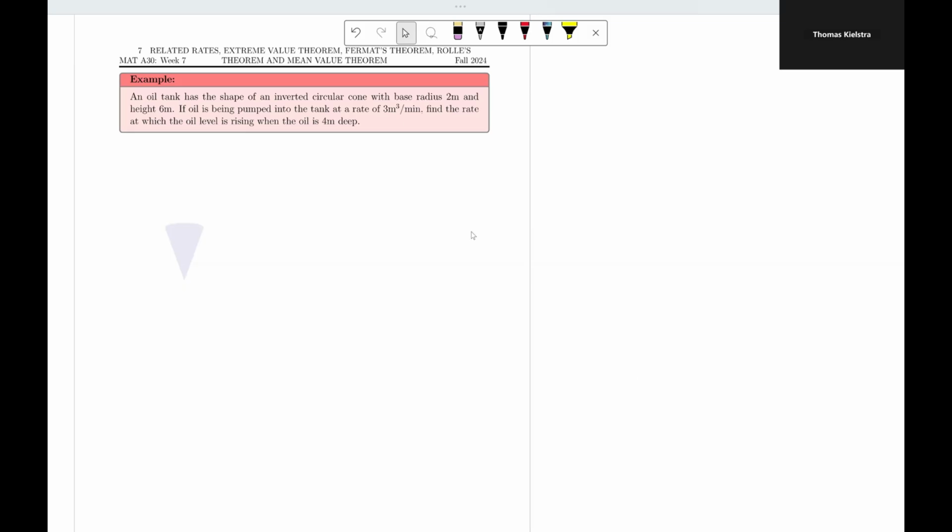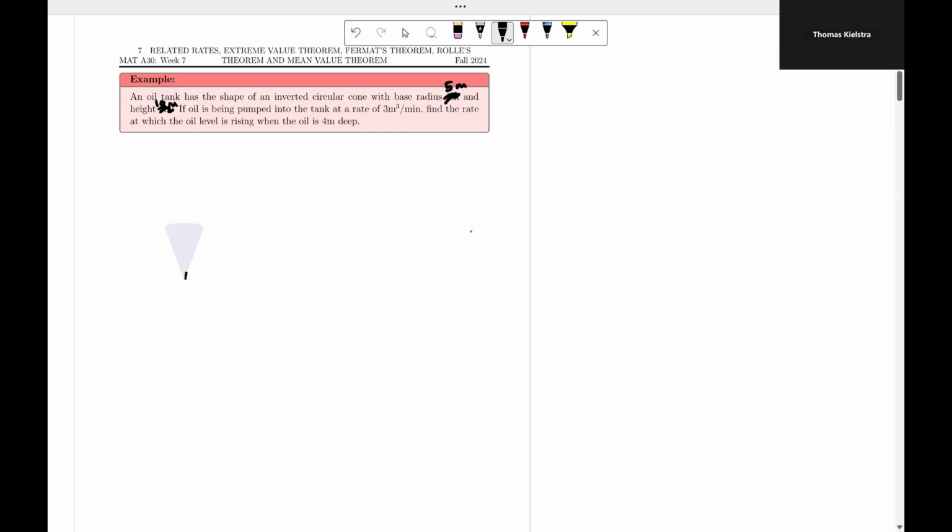So we're going to retry this example that we did. But here we have that it's a 5-meter radius and a 10-meter height. And the rate is 3 meters cubed per minute, and the depth is 4 meters. And we're going to try again this time using the right formula.